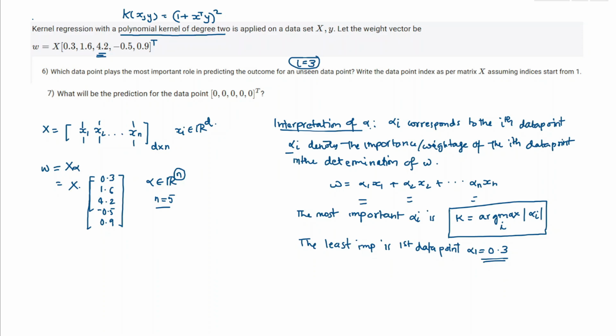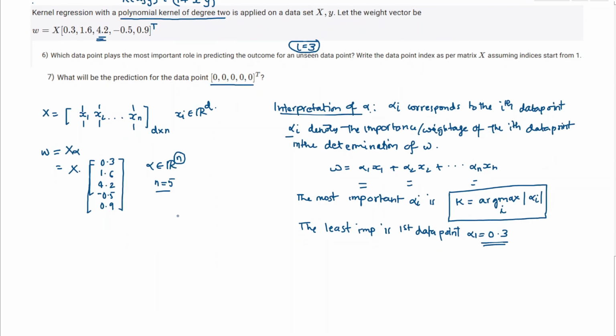Alright, so now we need to make a prediction. The question says, what will be the prediction for the data point, all of whose entries are 0? How to obtain a prediction in the case of kernel regression has been extensively discussed in one of the practice assignment videos. One can check it out, where the theory is extensively discussed. So here let's see how to determine the prediction. The prediction for, there are 5 zeros. This is what we want to predict.